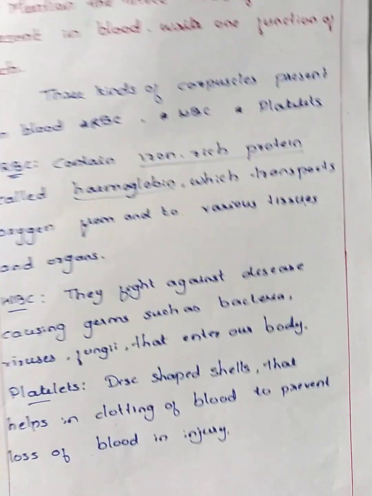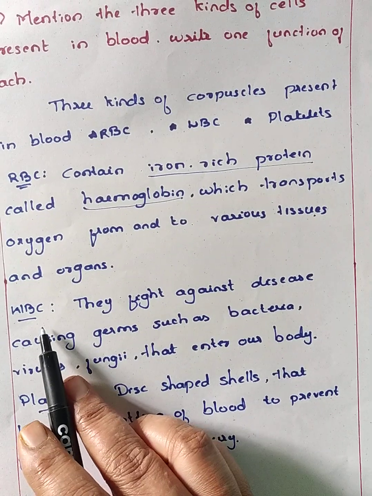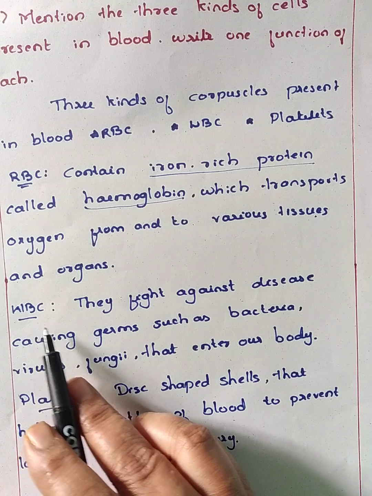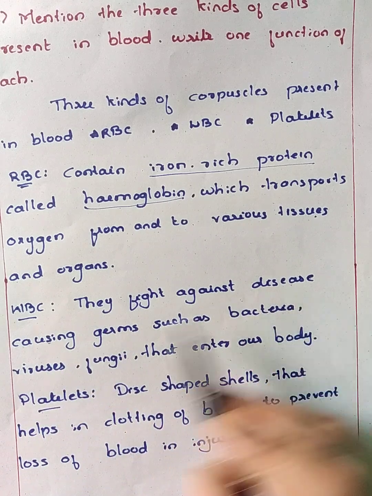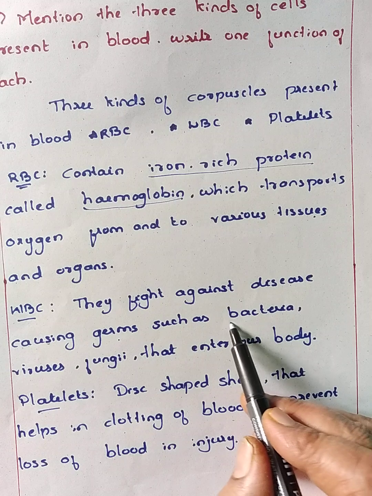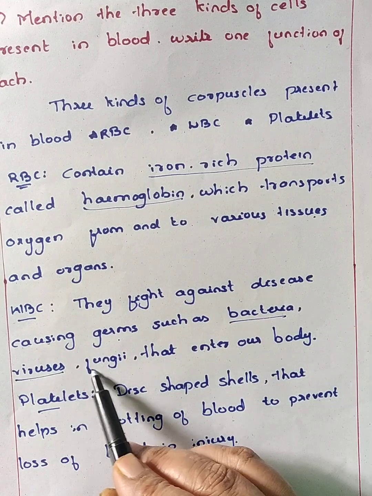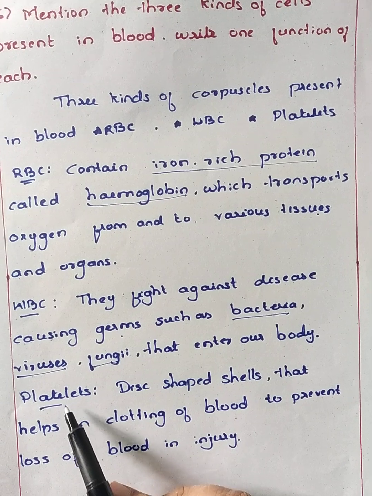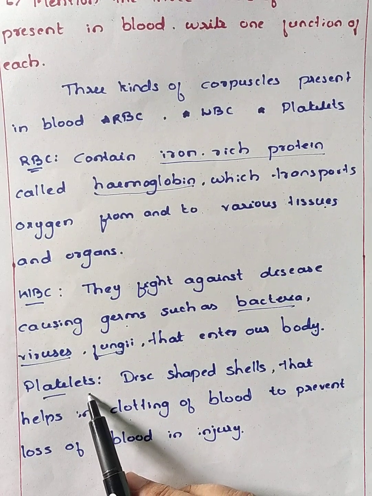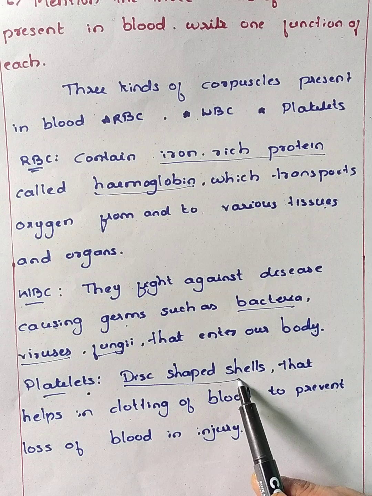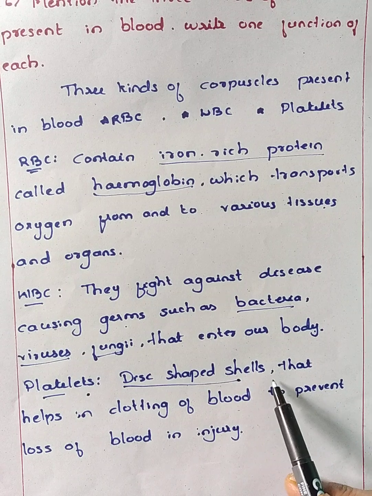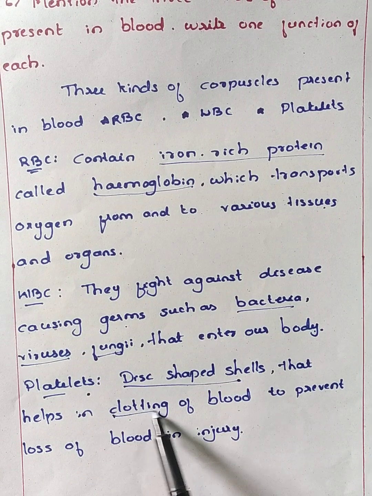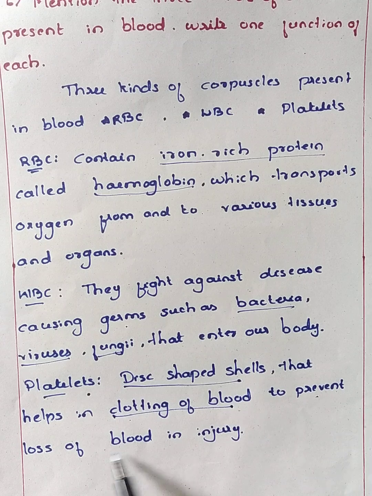Next one is WBC, meaning white blood cells or corpuscles. So the function of this is they fight against the disease-causing germs such as bacteria, virus, fungi that enter our body. Next component is platelets. So platelets are disc-shaped cells present in the blood and they help in clotting of blood to prevent the loss of blood during injuries.